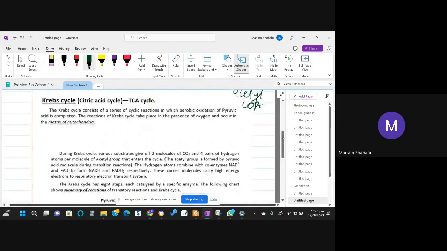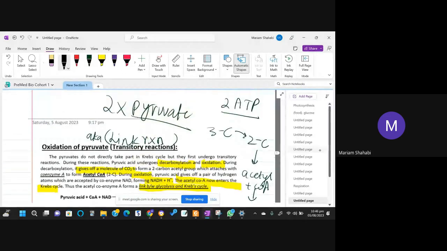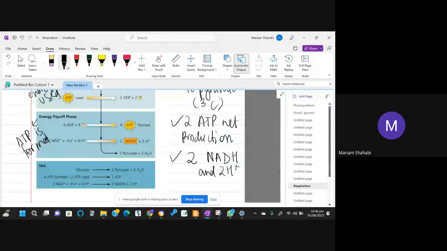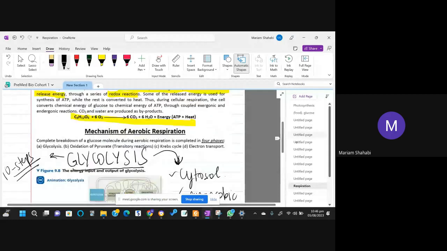Now comes the Krebs cycle. So it is a series of cyclic reactions. It actually has three names. It is called the Krebs cycle. It is also called the citric acid cycle, and it is also called the TCA cycle. Okay, I think glycolysis also has another name. It is called the EMP pathway.